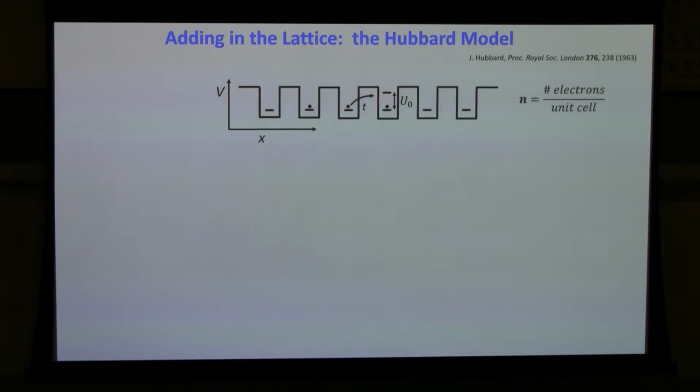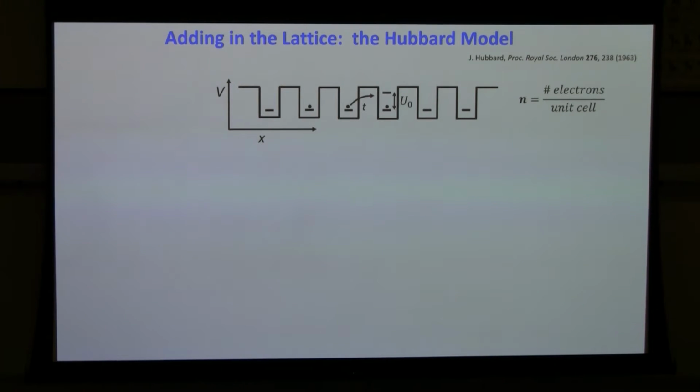You have this t parameter, which is the hopping amplitude, the amplitude for an electron to hop from one unit cell to the adjacent unit cell. You can think of that as the kinetic energy per electron. That really represents kinetic energy. Then you have this other parameter, U naught, which is the energy of double occupation for a unit cell. So if I put 2 electrons in that unit cell, there's a Coulomb repulsion. It costs that much energy to put in that second electron. And the third parameter is the density of electrons, the number of electrons per unit cell.